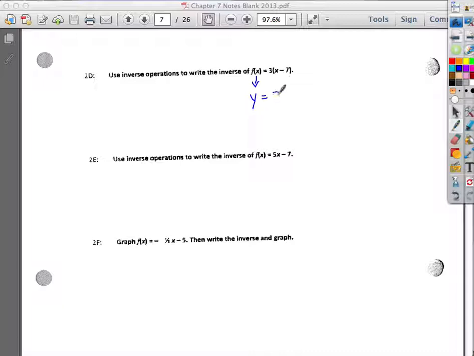Distribute the 3. Why? Because it's just easier to work with, seriously.